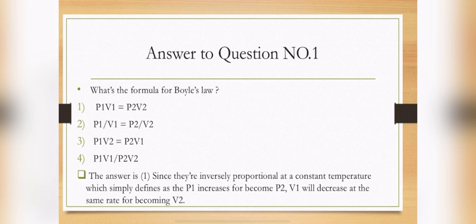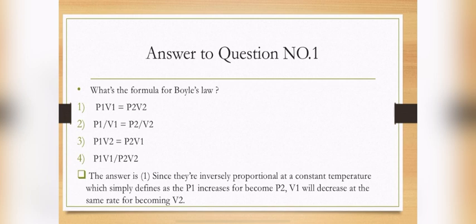So guys, as you see, what's the formula of Boyle's law? Choice number 1, P1 V1 equals P2 V2. Choice number 2, P1 divided by V1 equals P2 divided by V2. Choice number 3, P1 V2 equals P2 V1. And choice number 4, P1 V1 divided by P2 V2. So guys, indeed the answer will be choice number 1.